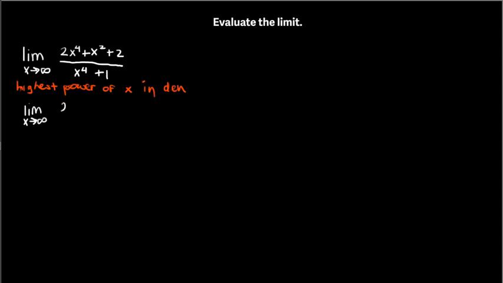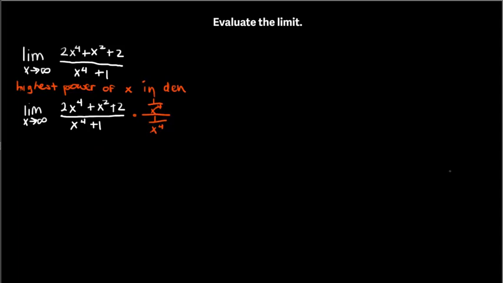So when evaluating such limits, you want to divide both the numerator and denominator by the highest power of the denominator. Let me show you what that looks like. You're just going to multiply the numerator and the denominator by 1 over x to the power 4. This is the same thing as dividing both the numerator and denominator by x to the power 4.